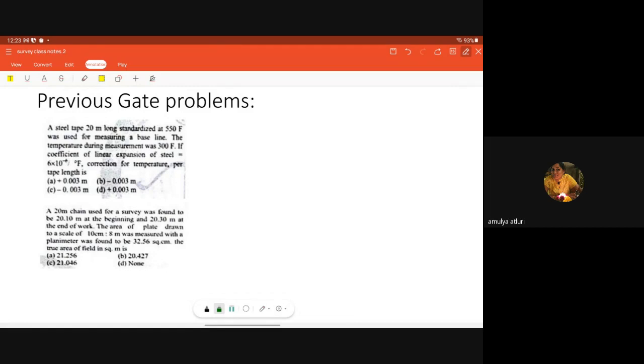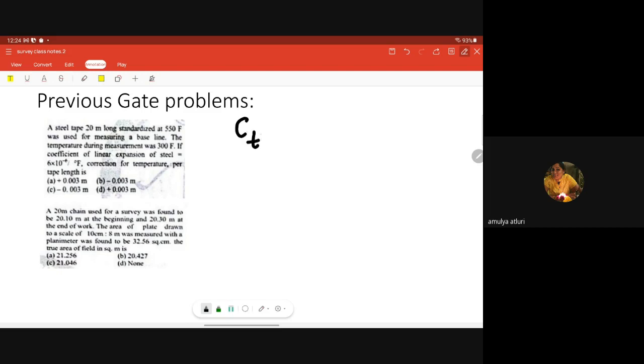Okay. The coefficient of linear expansion of steel, they have given alpha as 6 into 10 power minus 6 divided by Fahrenheit. Generally we measure it in divided by Celsius, but here they have given it in Fahrenheit, no issue. They are asking for the correction for temperature per tape length.